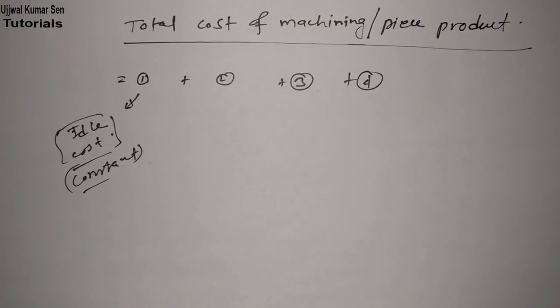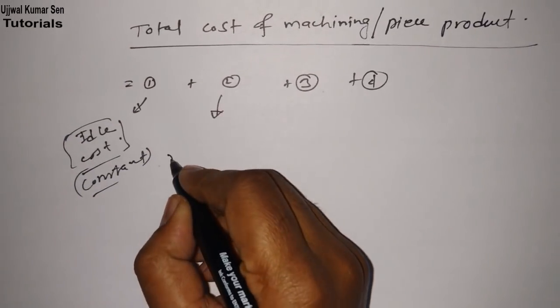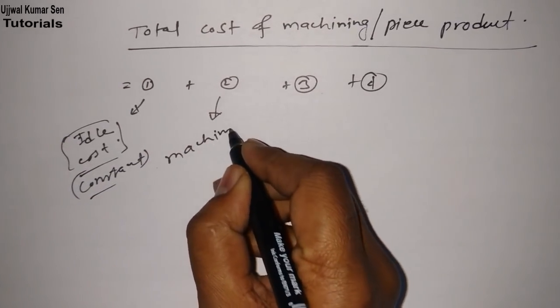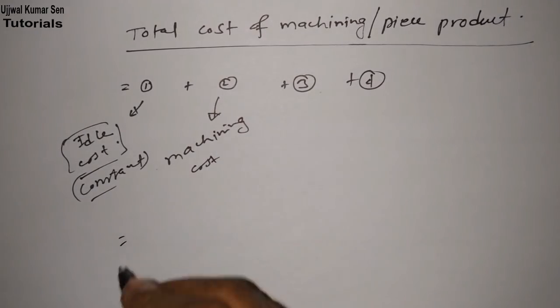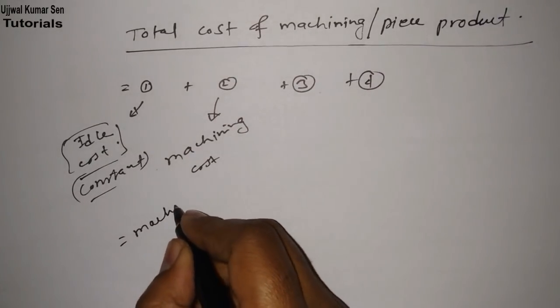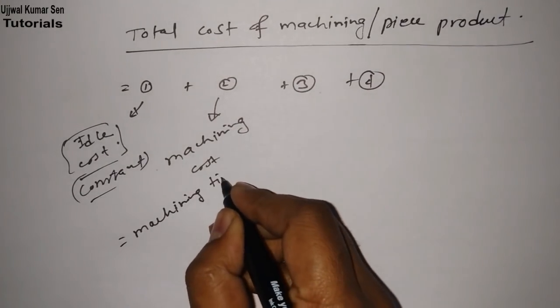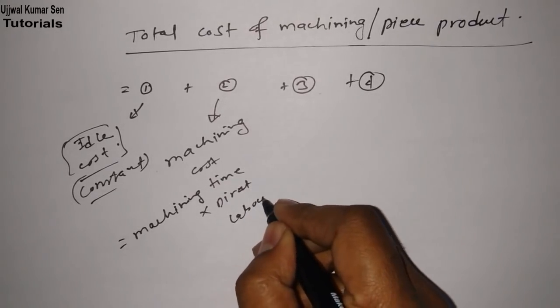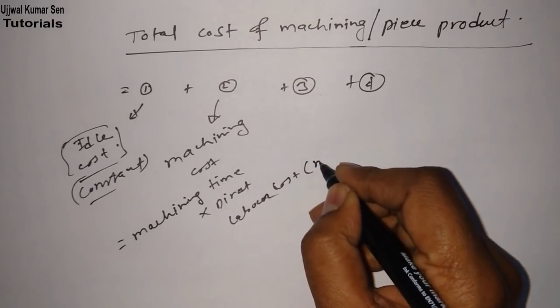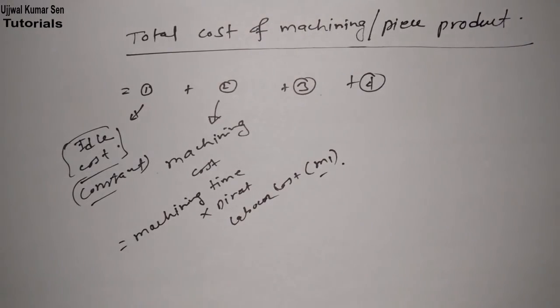Second, I will go to the next one, that is machining cost. So what is machining cost? That is machining time multiplied by direct labor cost. I have also shared this with you: M1 means direct labor cost. Many books have given different names, but I say direct labor cost is M1.